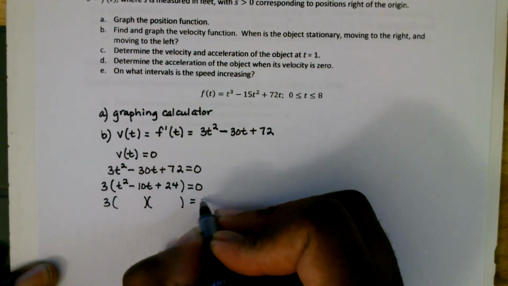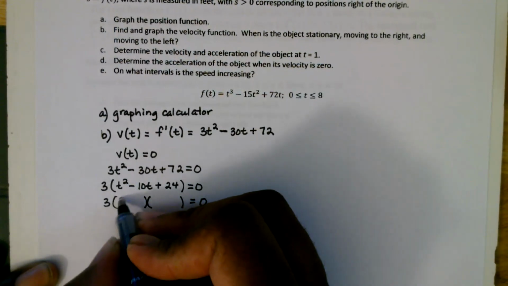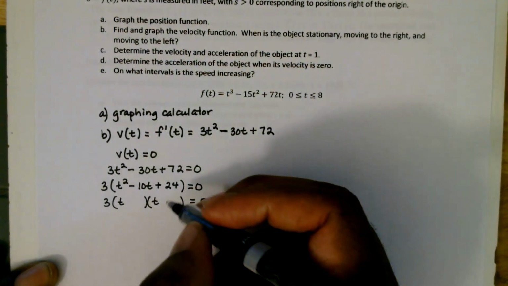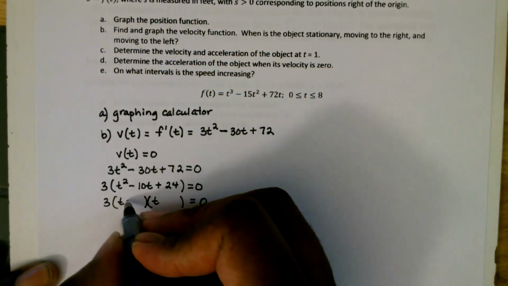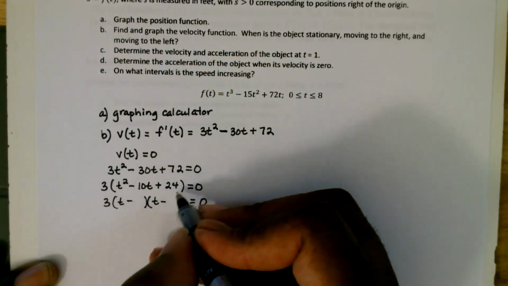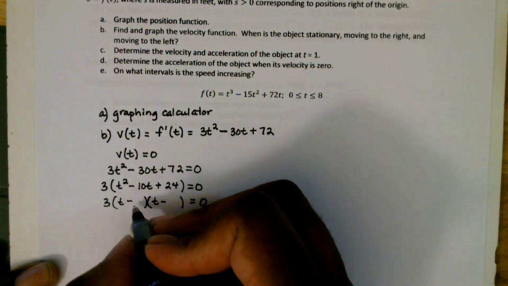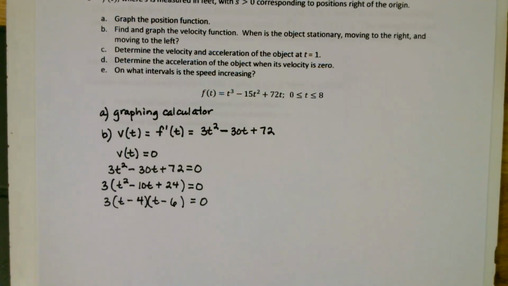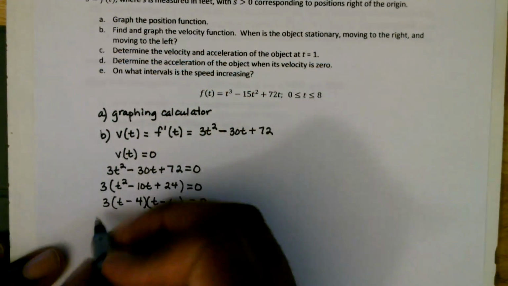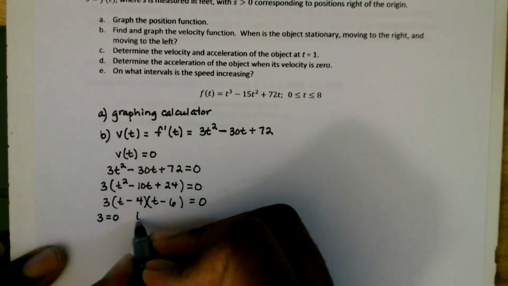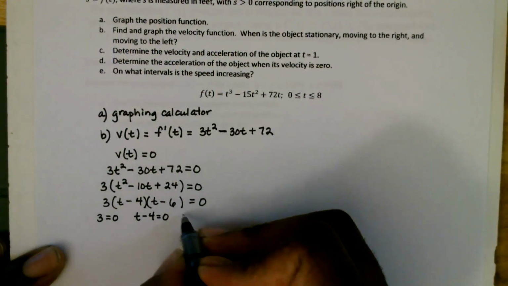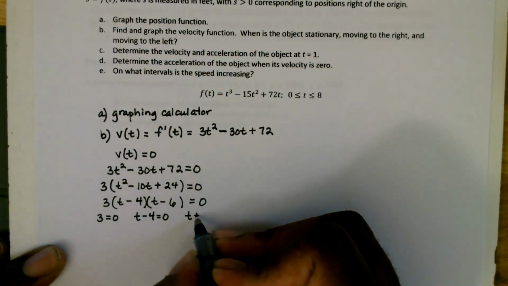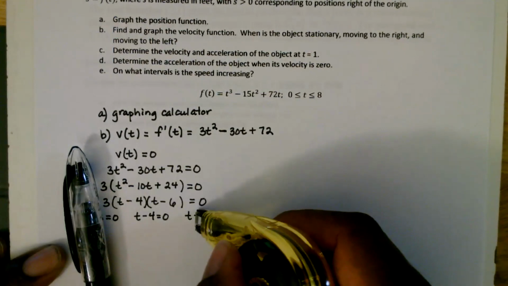This can be factored into 2 binomials. T squared breaks up as t and t. The middle term is a minus, the last term is a plus, so they both have to be minus. Factors of 24 that would give me 10t would be 4 and 6. Factored completely, that would be 3 times t minus 4 times t minus 6, equal to 0. And then we set each factor equal to 0. So the 3 will be equal to 0, t minus 4 would be equal to 0, and t minus 6 equal to 0.